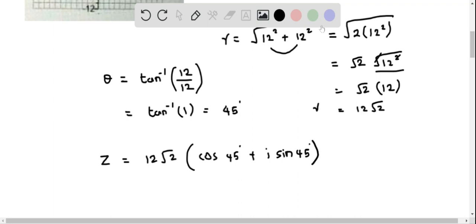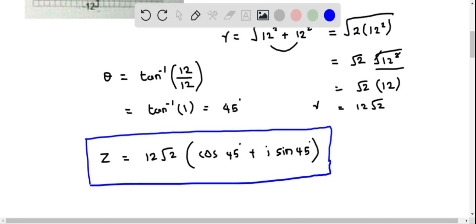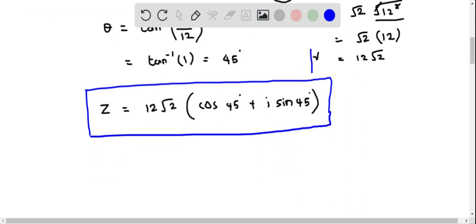And so this is the polar form of the complex number, that is z equals 12 times root 2 times cosine 45 plus i sine 45, and we have also determined that r equals 12 root 2 and theta equals 45 degrees.